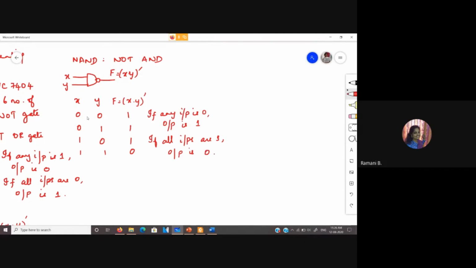And IC 7410 or 00, I am having a doubt with these two IC numbers. Sorry about it. So I think it is IC 7400. This corresponds to that of NAND gates. I will just confirm these two.